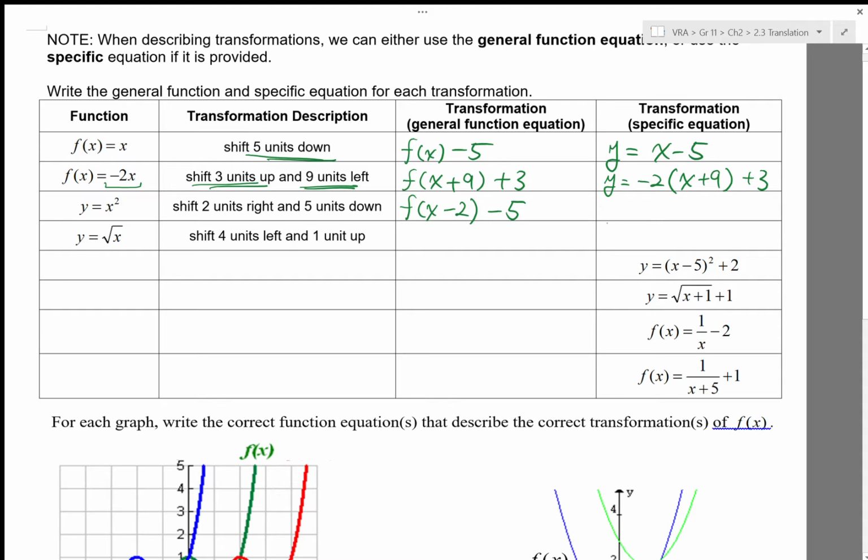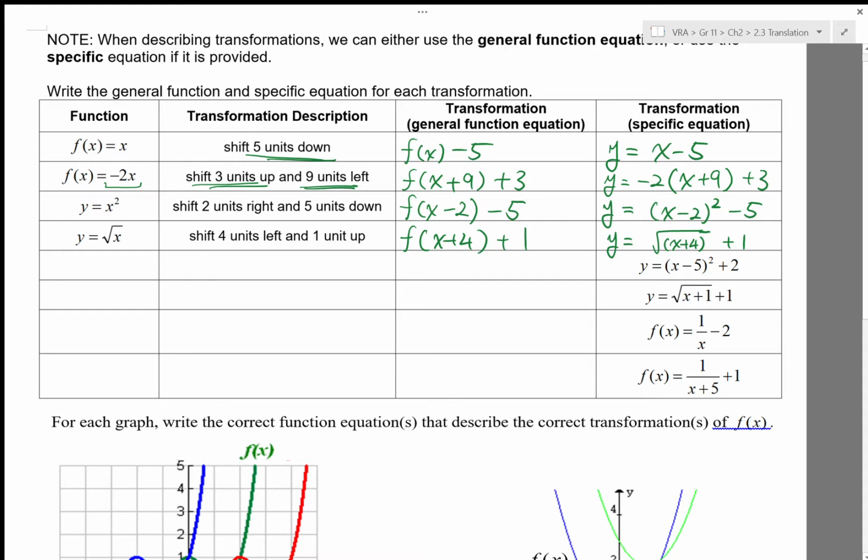Now in terms of the actual function, y equals (x minus 2) squared, and then minus 5, right? Now next one, we have shifts 4 units to the left. So we have f(x plus 4) because you're moving to the left, and then 1 unit up, so plus 1. The actual function will be y equals the square root of x plus 4 instead of the x, and then plus 1 outside of the function, okay?